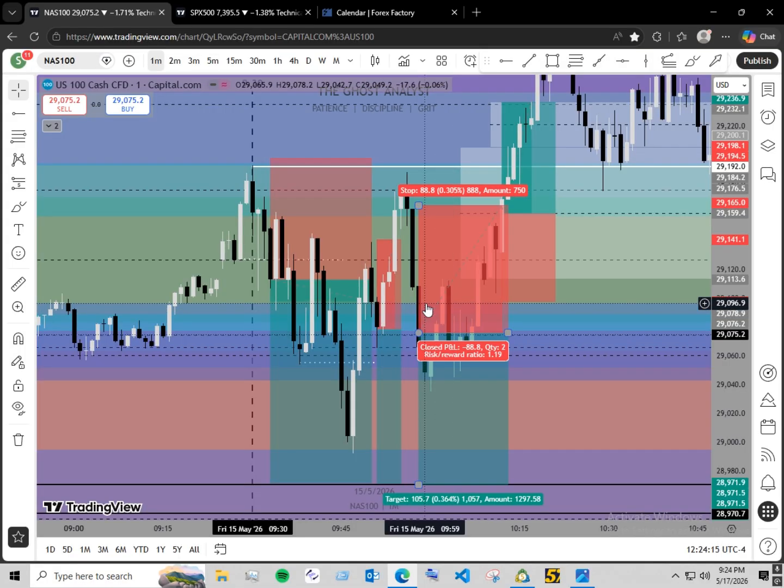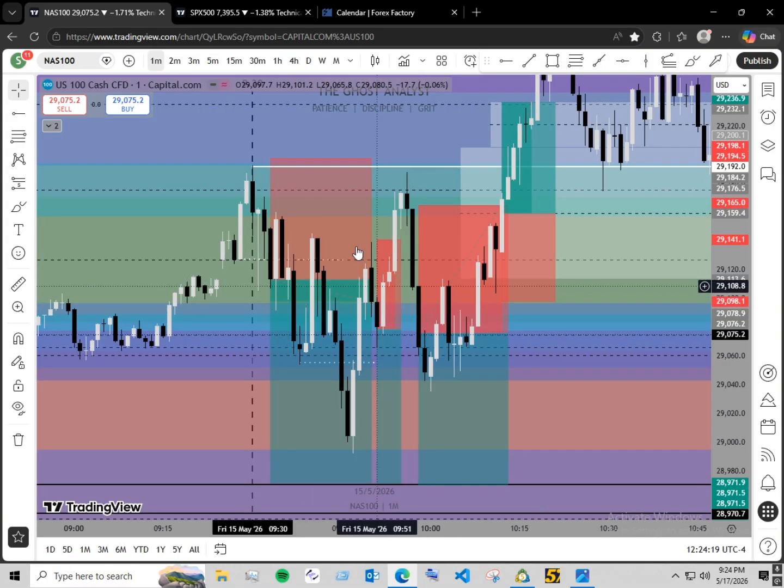Now this trade is debatable. This is not an A+ trade. Why? Because we just created equal highs with the 9:30 AM. This is a very important zone or a very important high, and we just created equal highs with it.